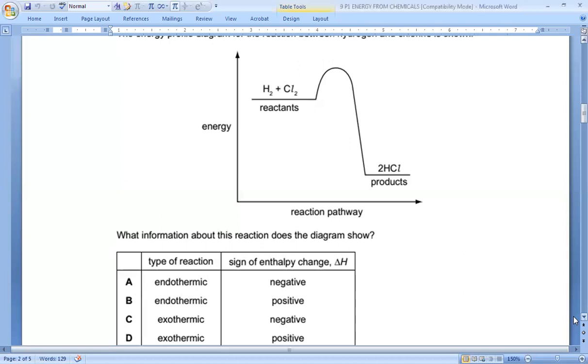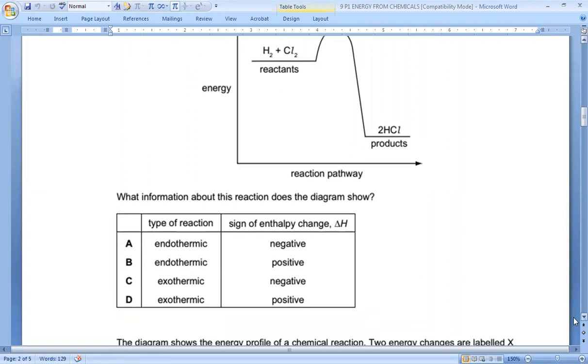A, B, C, and D. Type of reaction: it is exothermic. So options C and D both contain exothermic. The sign of delta H should be negative for exothermic and the sign of delta H should be positive for endothermic reaction. So for question number 5, option D is correct. This is the correct answer for question number 5, option D, because this reaction pathway is an exothermic reaction.